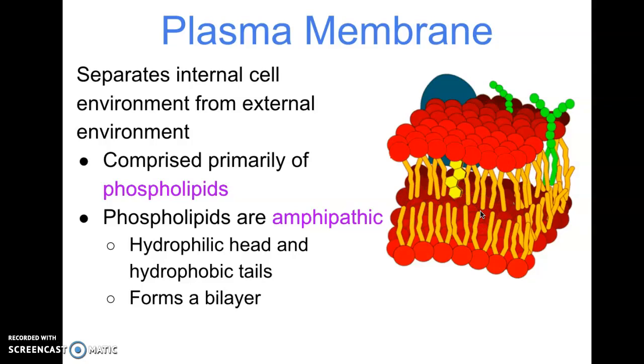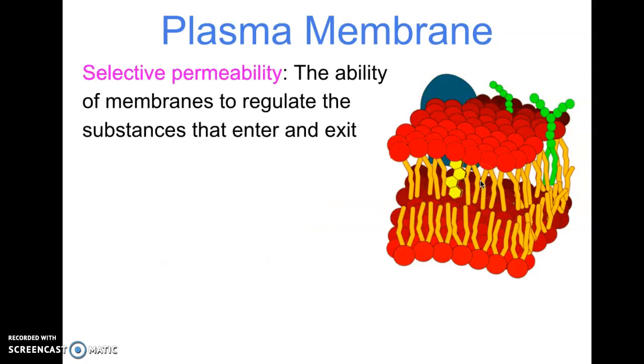Again, it's primarily made up of phospholipids, and phospholipids are called amphipathic. This is just a fancy vocab word that means they are molecules that are both hydrophilic and hydrophobic. They have a part that is polar and a part that is nonpolar, and that's what allows them to form this bilayer. Now, if you notice, there's some other junk in here. I just called them junk, but they're really, really important. We're going to talk about those in just a few minutes.